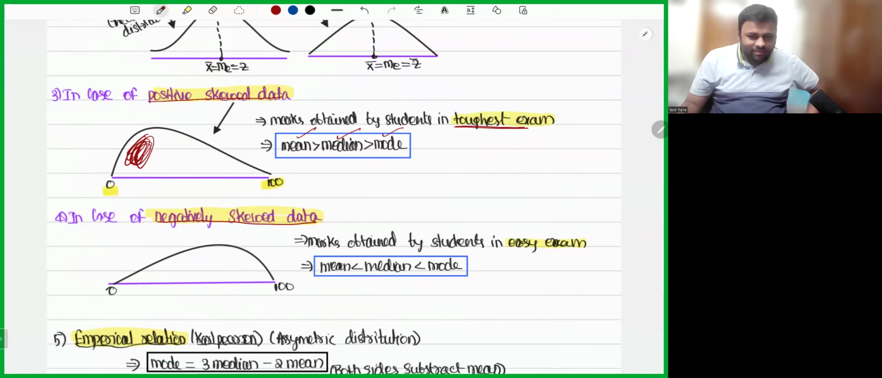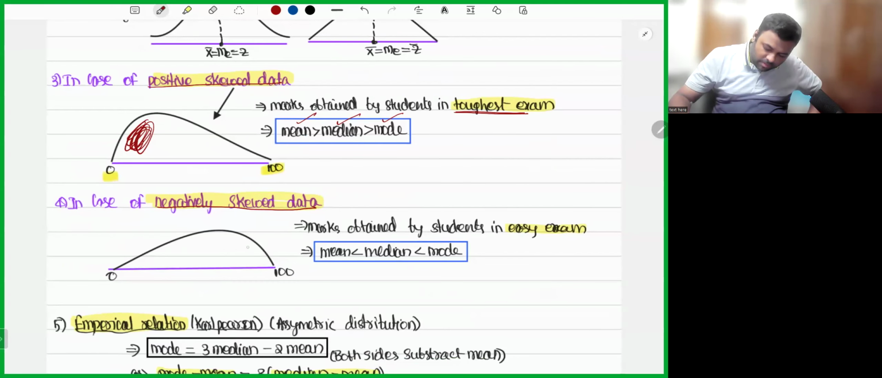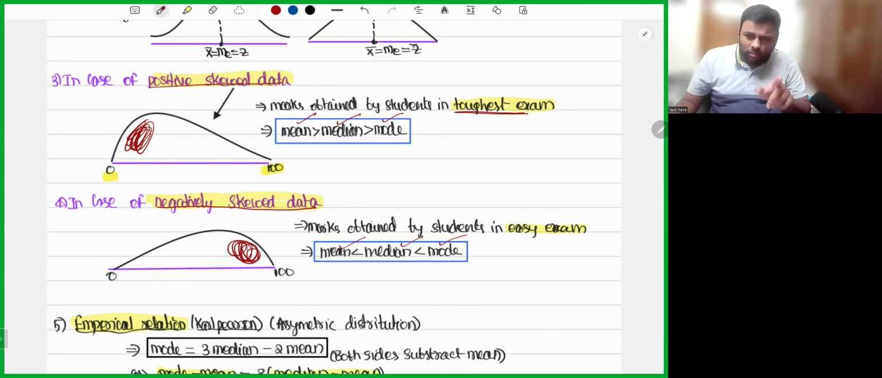In case of negatively skewed data, more people will get the highest marks. That is, the clutter is towards the highest marks. Mean is less than median is less than mode. In case of positive data, this symbol. In case of negative data, this symbol.